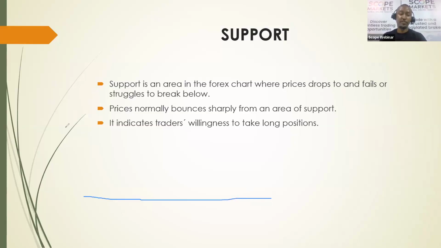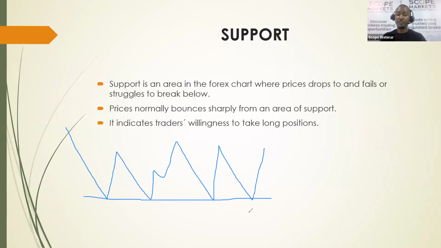You'll see the market respecting a particular level. So this means that this is now a level of support, okay? Because this level is preventing the price from going below. Again, you need to understand that these levels of support are not single prices, but what we call levels or zones, okay? They are levels or zones.